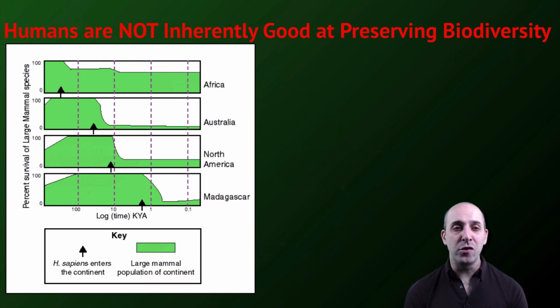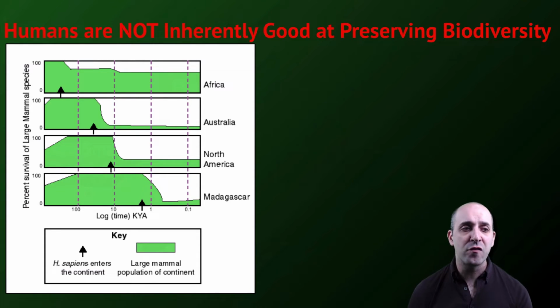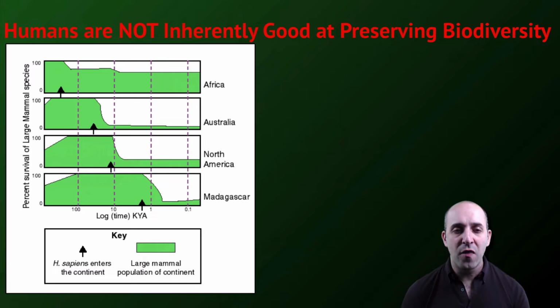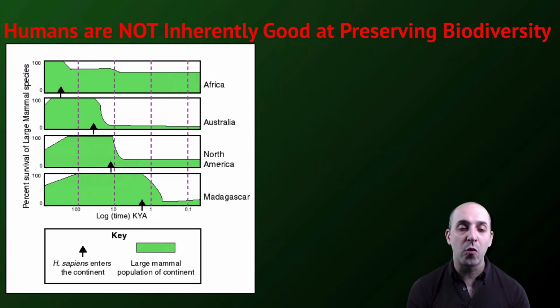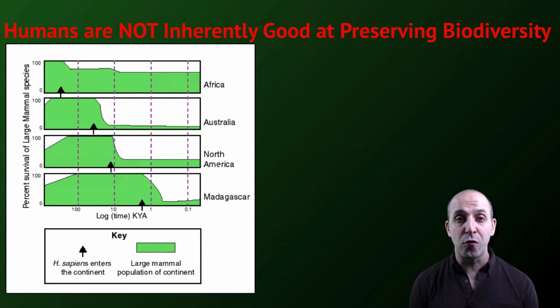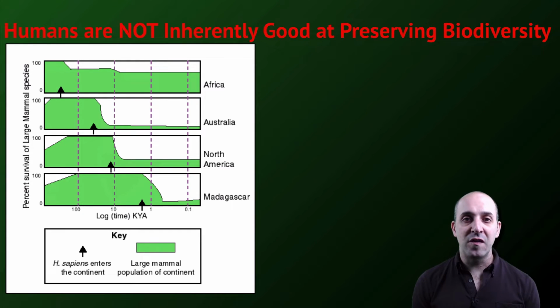Now for some bad news. Humans are not inherently good at preserving biodiversity. This graph shows the percent survival of large mammal species on the major continents of the planet once anatomically modern humans arrived on the scene, and you can see that in almost each instance, the number of large mammal species declines precipitously after the arrival of humans. That's completely understandable since humans require food and other resources, and the killing of large mammals was an obvious way to get those resources in the ancestral condition.